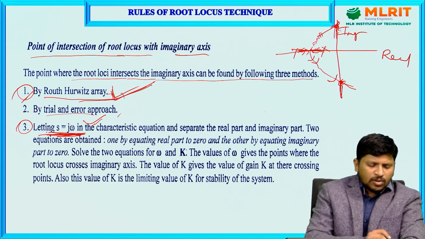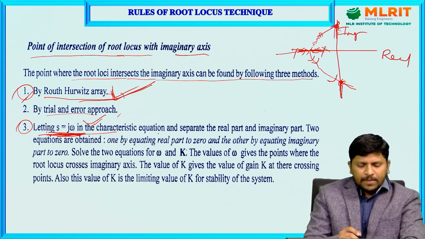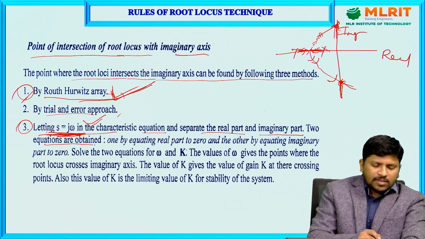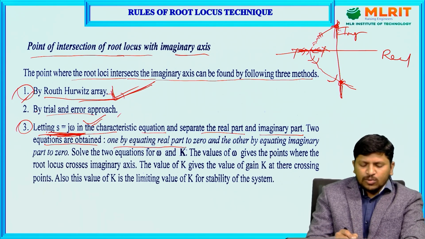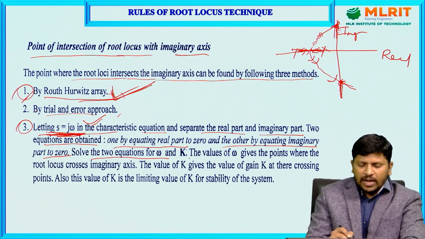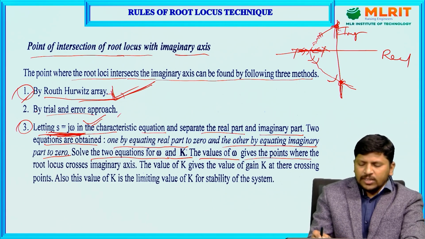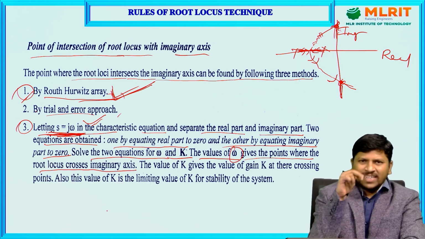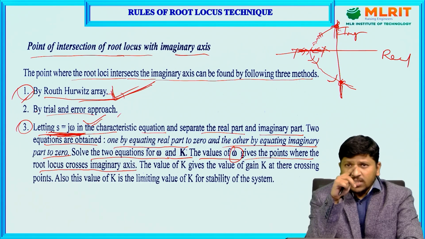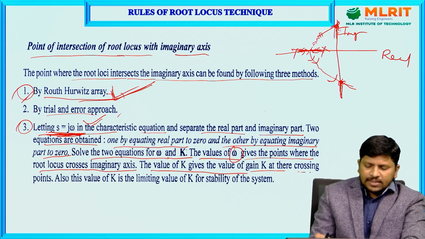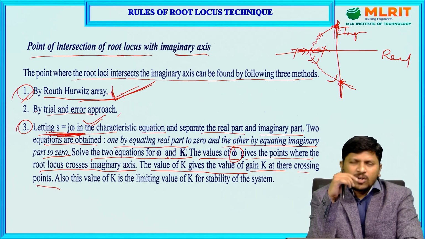Okay, so let S equal j omega in the characteristic equation and separate the real part and imaginary part. Two equations are obtained from that, one by equating the real part to 0 and the other by equating the imaginary part to 0. Solve the two equations for omega and k values. The values of omega give the points where the root locus crosses, or touches, the imaginary axis. The value of k gives the gain k at the crossing point.